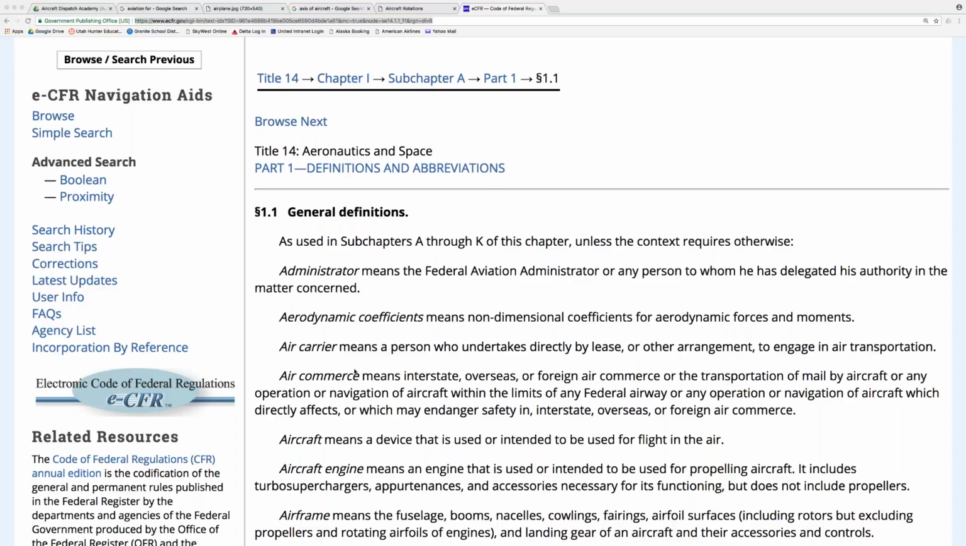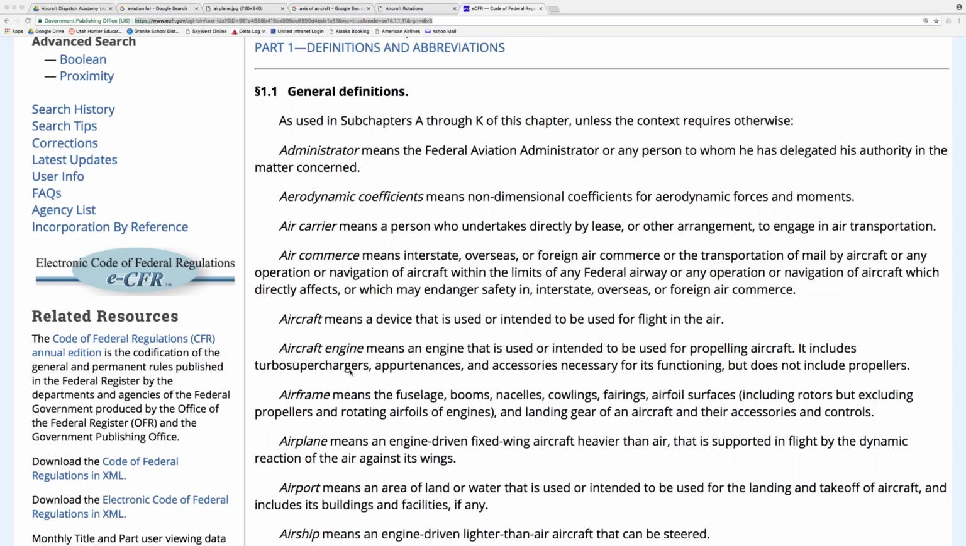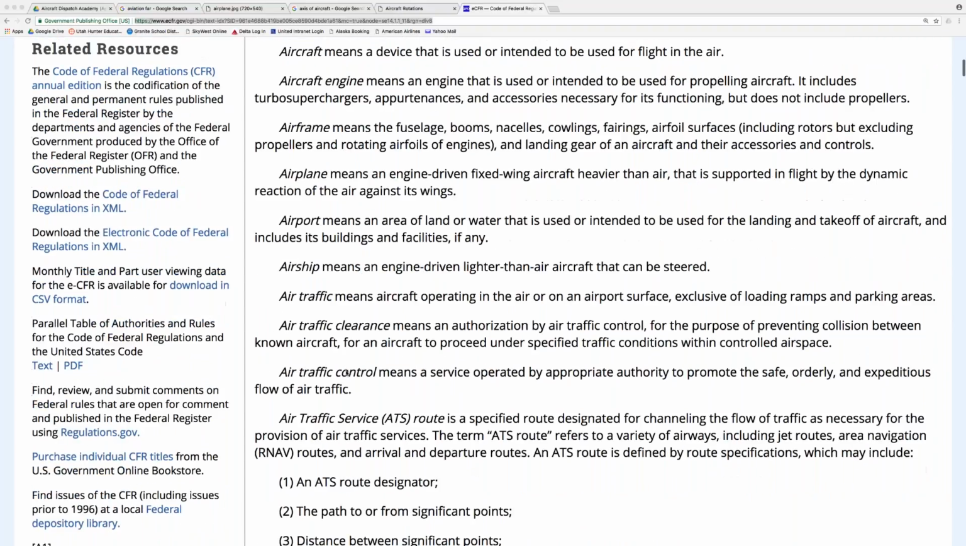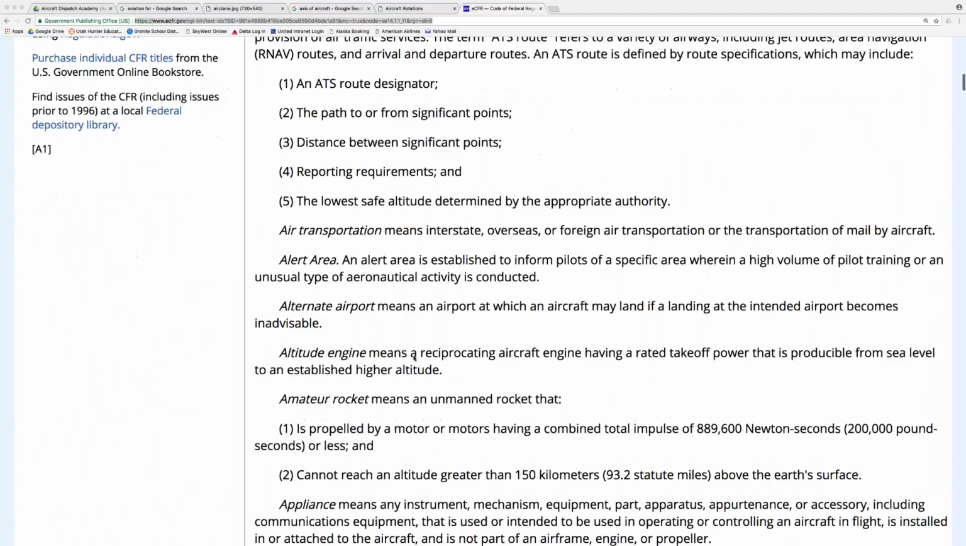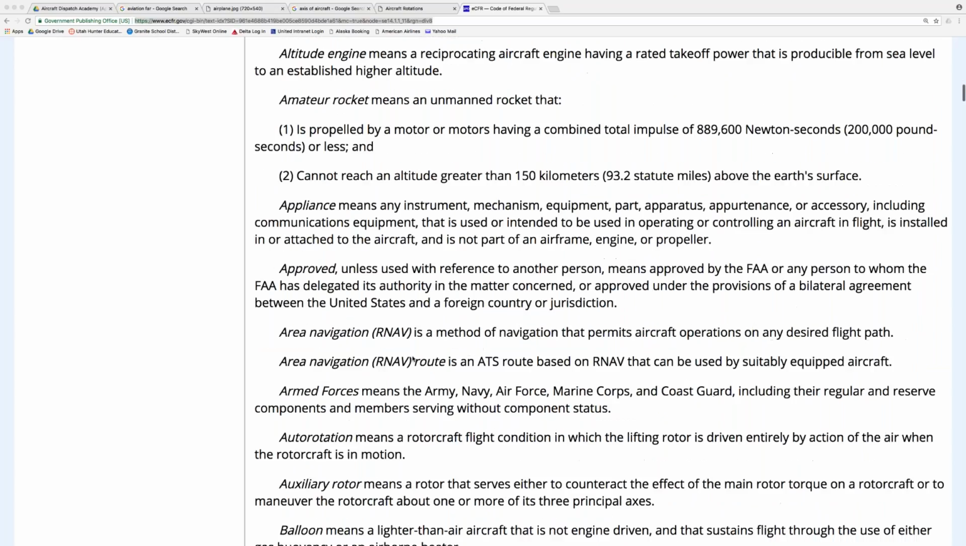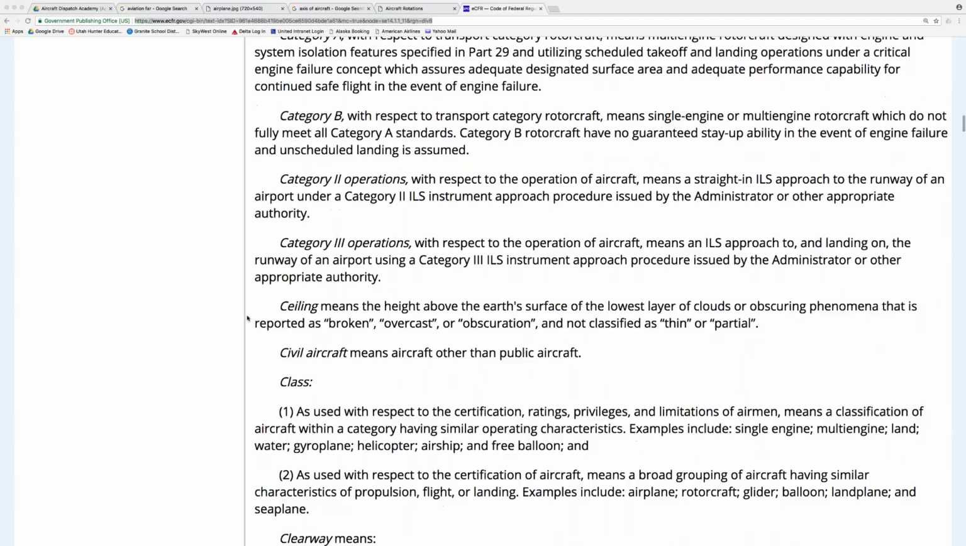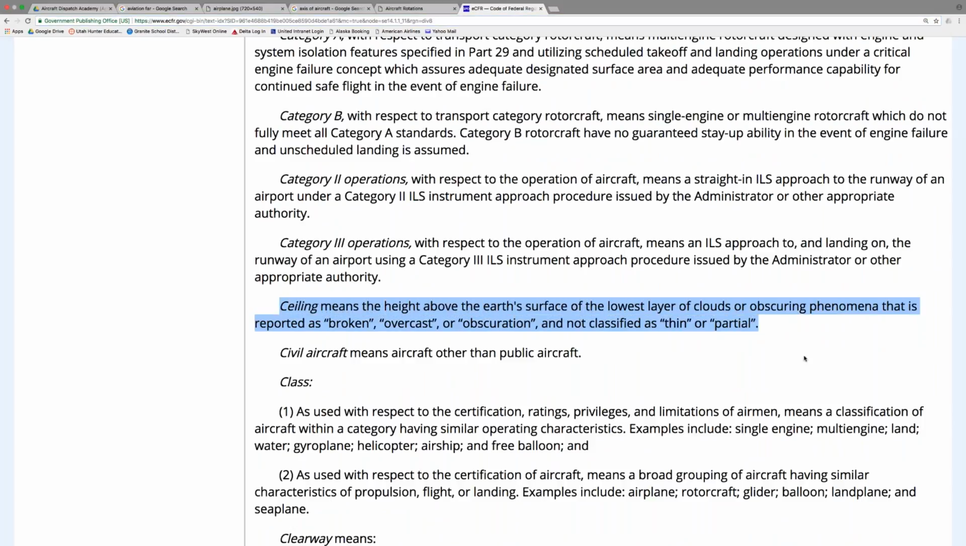So some of the really important ones that I really want you guys to know, and some of them we're just going to learn along the way, but I need you guys to memorize, most importantly, ceilings. This is something that we use on a daily basis in dispatch. So the FAA's definition, full definition, is right here.